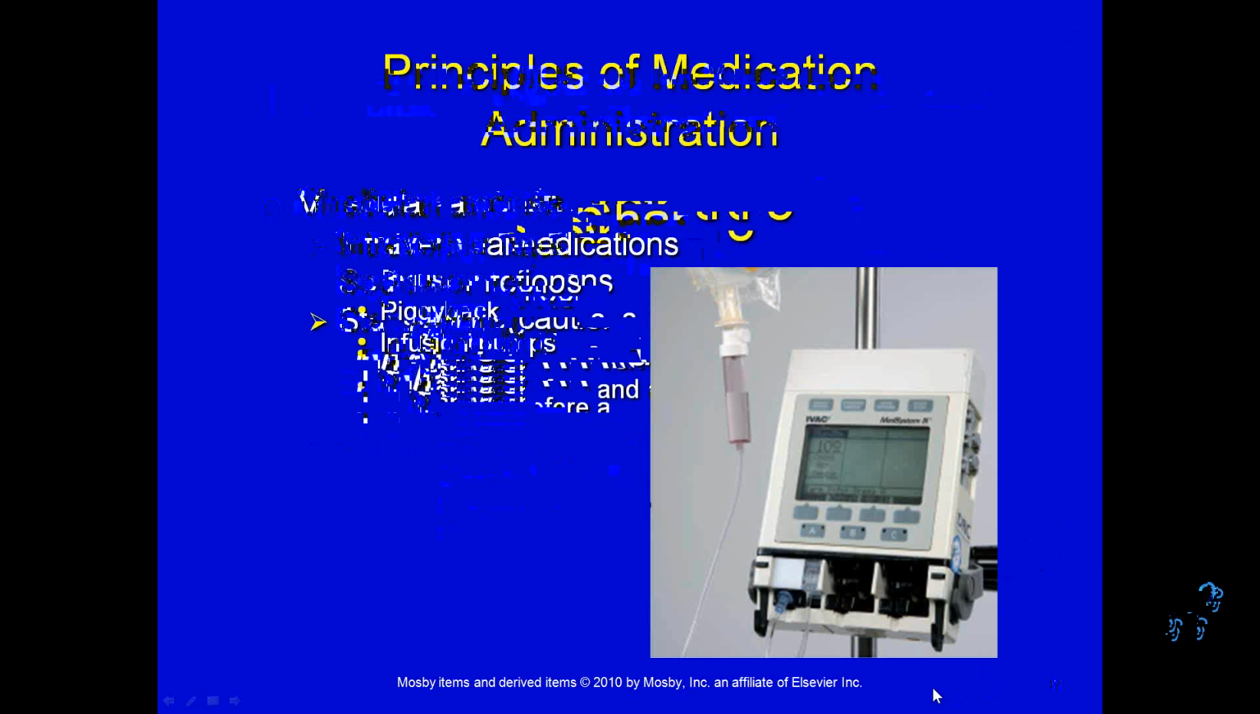Make sure that the patient isn't allergic to the medication. You're going to check for infiltration once you start giving the med. Sometimes you might flush the site first with saline, then give your medication, and then flush it again with saline so that it gets into the central circulation and does what it's supposed to do.